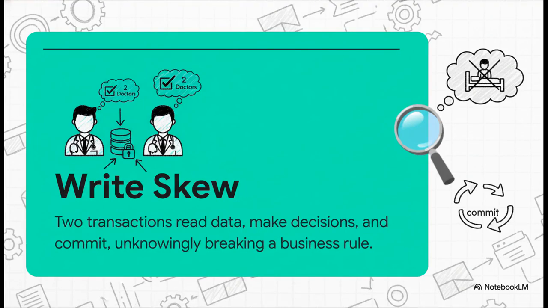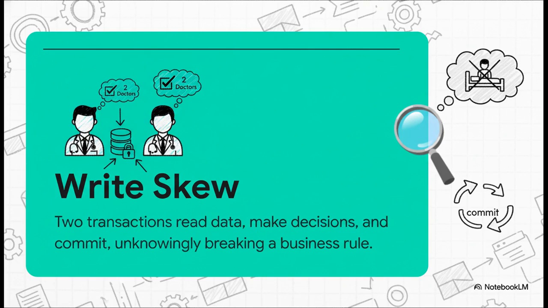Imagine you have a business rule that says there must always be at least one doctor on call. Now, two doctors in two separate transactions both check the system. They both see there are two doctors on call. So, based on that info, they both independently decide, hey, it's safe for me to go off call, and they both update their status. Both of their transactions commit successfully, and the result? You now have 0 doctors on call. The business rule is broken, even though neither transaction did anything wrong on its own.